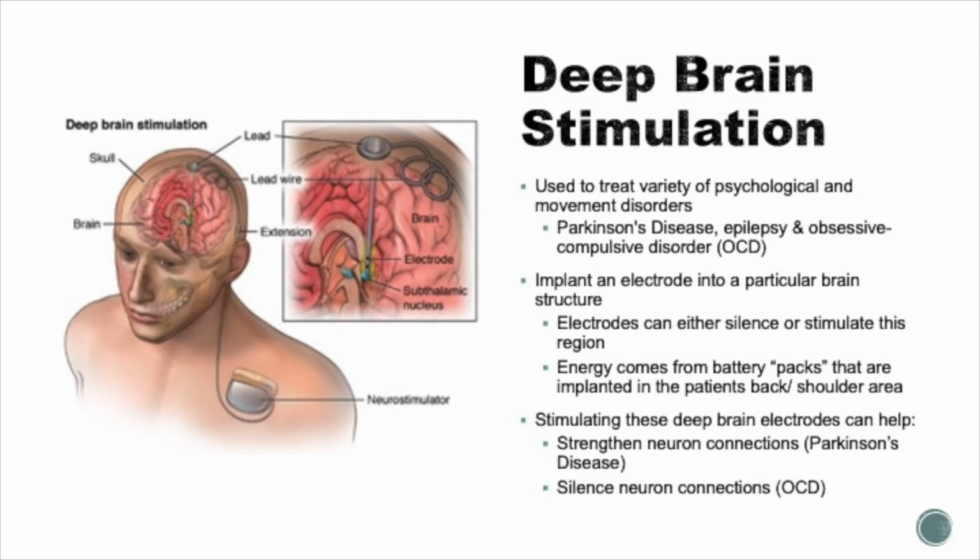And in cases like OCD, what it does is it stimulates a particular neural circuit by stimulating the neuron. But what this does is it kind of drowns out the rest of the noise. So if we think about this, people with OCD have a lot of neural activity, and this can help strengthen just one circuit to eliminate the background noise.